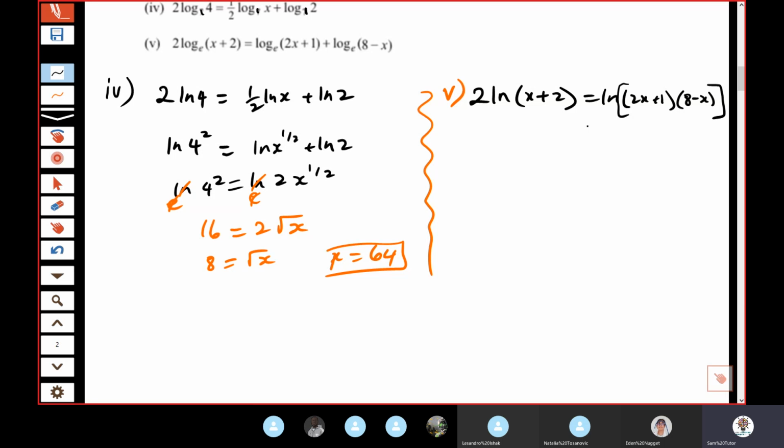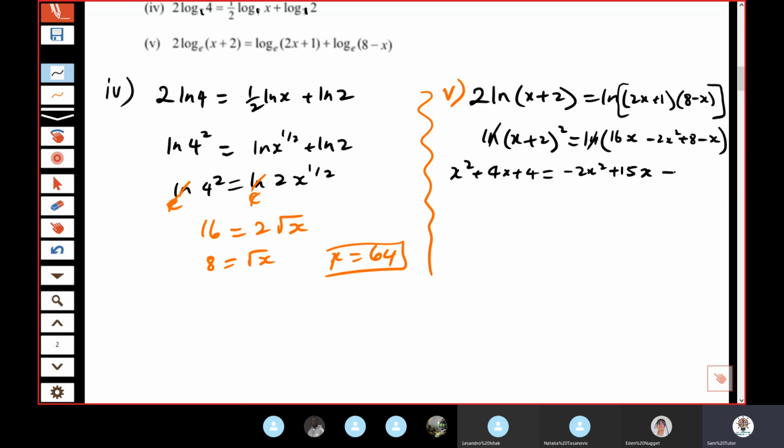All right, my turn. I'm going to bring the 2 up. (16x minus 2x squared plus 8 minus x). Cross out my logs. x squared plus 4x plus 4 equals negative 2x squared, 16 take away 1 is 15, plus 8. Bring everything to one side. 3x squared. 4 take away 15 is negative 11. 4 take away 8 is negative 4.